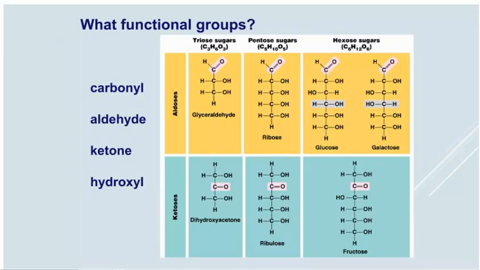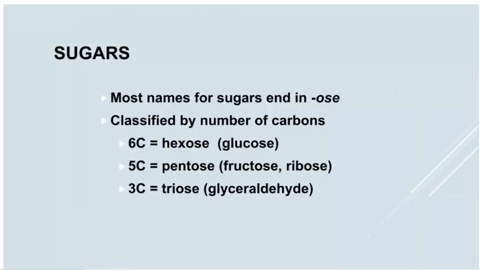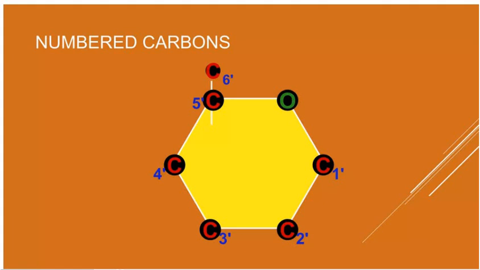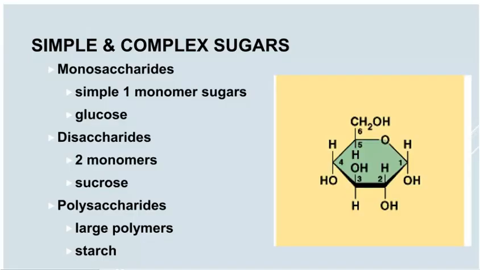Now, what functional groups? Carbonyl, aldehyde, ketone, and hydroxyl. Now, sugar. Most sugar names end in -ose, classified by number of carbons: 6 carbon hexose, 5 carbon pentose, and 3 carbon triose. So 5 carbon and 6 carbon sugars form rings in aqueous solution in cells. So notice the carbons are numbered. How will you number this? So the numbering of carbon: 1 prime, 2 prime, 3 prime, 4 prime, 5 prime, 6 prime, and oxygen.